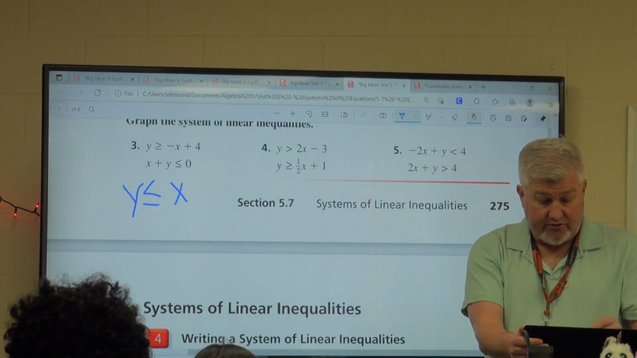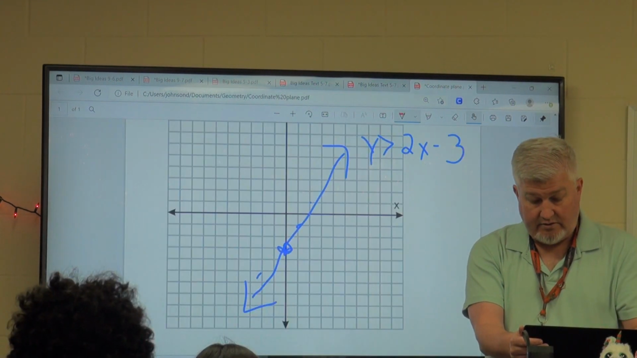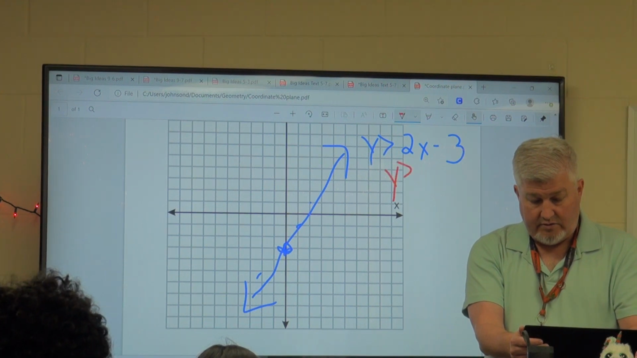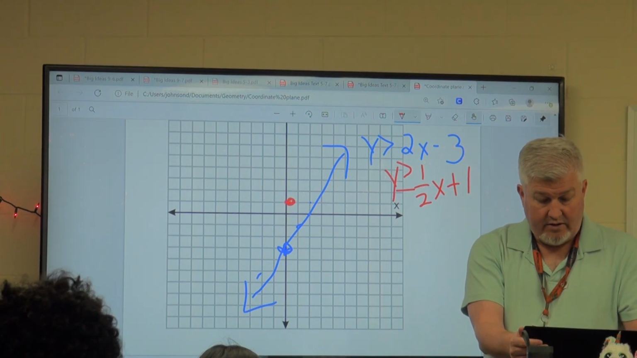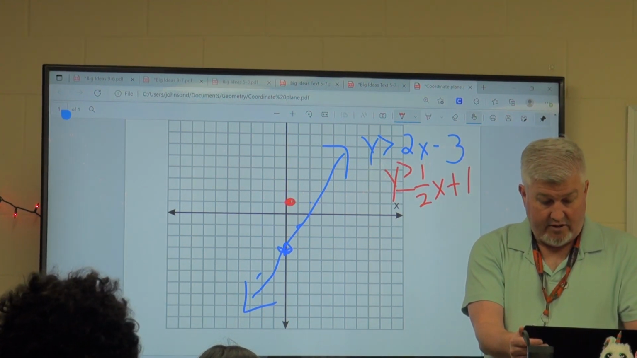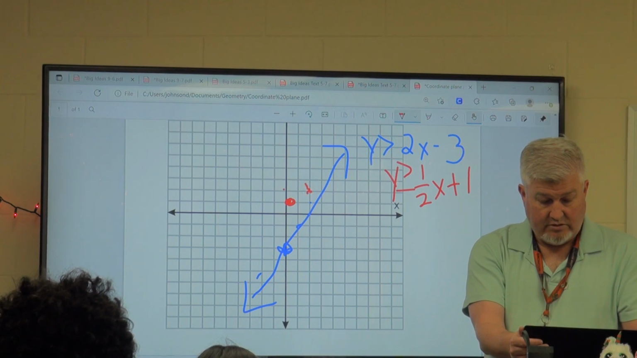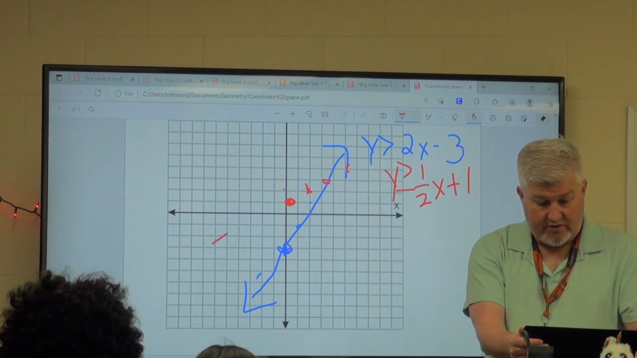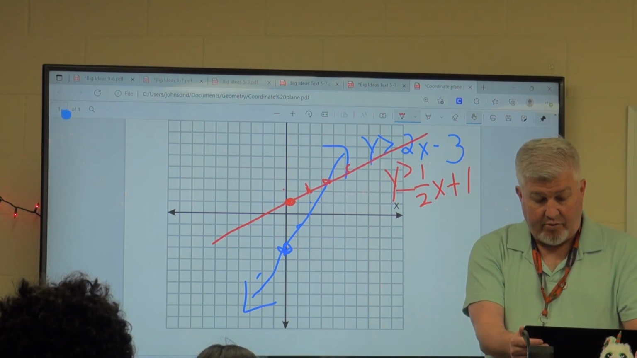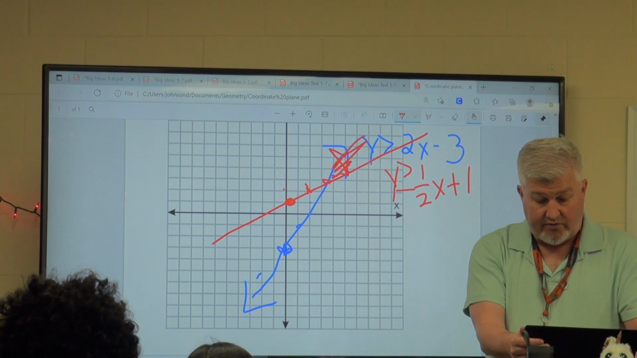Y is greater than or equal to 1/2 x plus 1. So here, and slope 1/2, 1 over 2, 1 over 2. Draw that line. And so then you can see, I didn't draw it all the way out, but the point where they overlap is this zone right here.